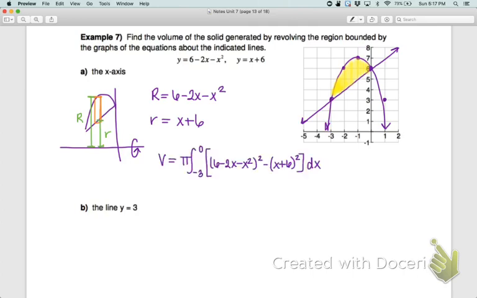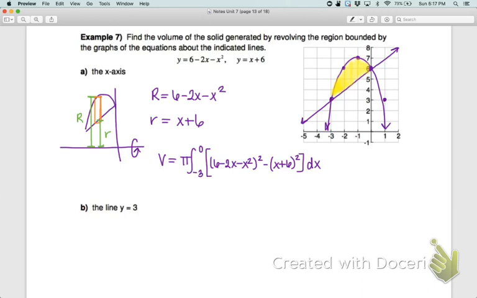This is what you should get. Since it's dx, we want to go along the x-axis from -3 to 0. Those are our boundary points. You can confirm that by solving the system. And so we have big R squared minus little r squared with respect to x. Don't forget the pi in the front. And that is what that should look like.